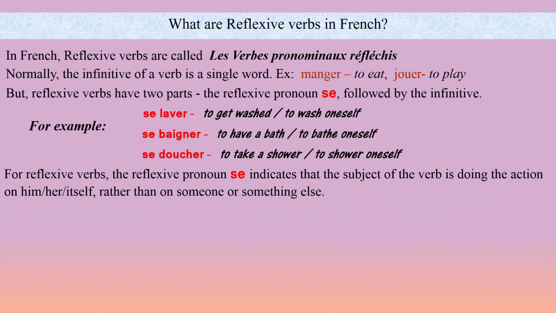For reflexive verbs, the reflexive pronoun se indicates that the subject of the verb is doing the action on himself, herself, or itself rather than doing it on someone or something else.